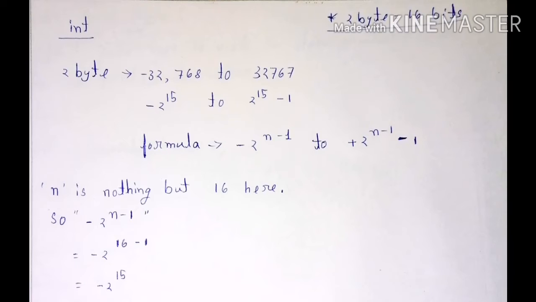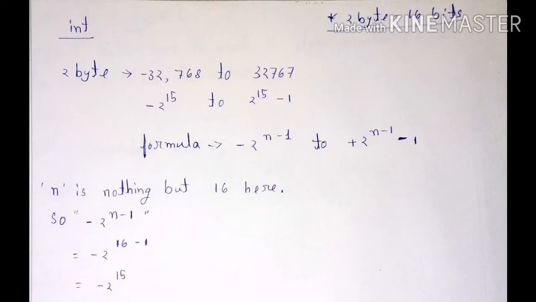If the size of integer is 2 bytes, it can store the value from minus 32,768 to 32,767, which is nothing but minus 2 power 15 to 2 power 15 minus 1. The formula for getting the value is minus 2 power n minus 1 to 2 power n minus 1, minus 1.